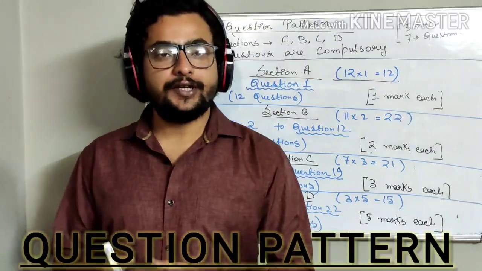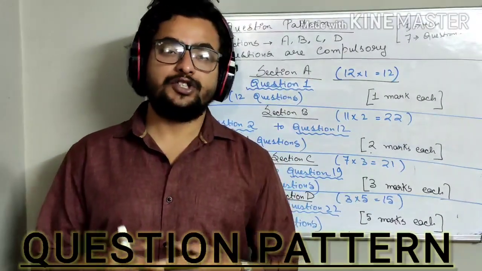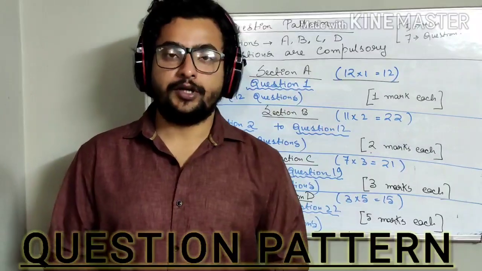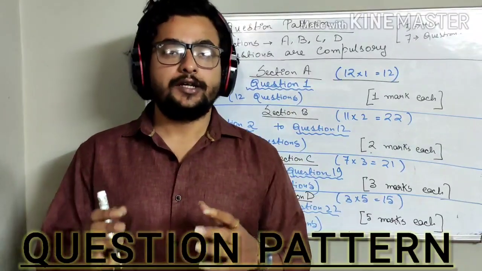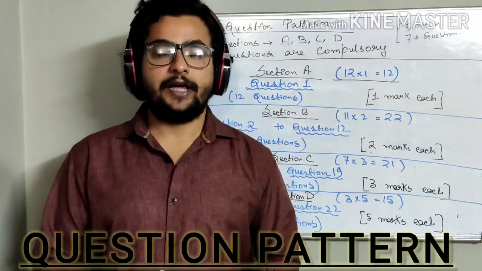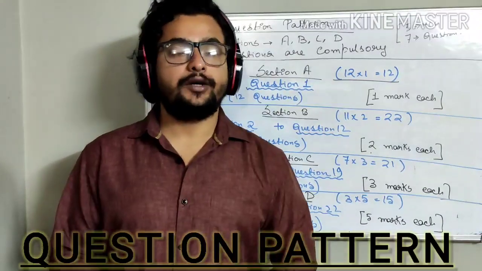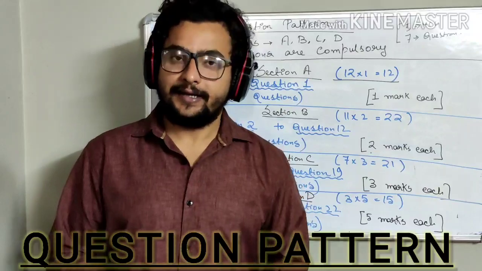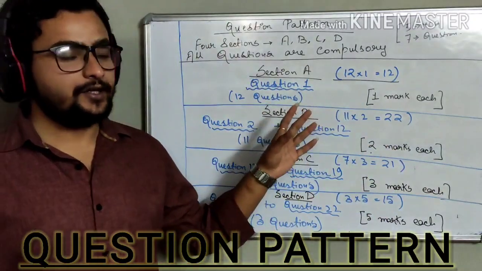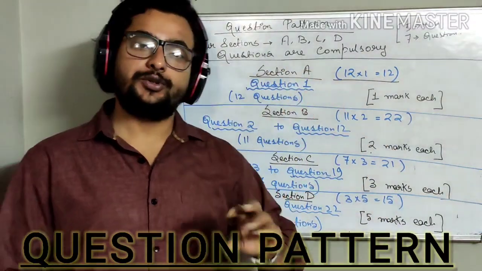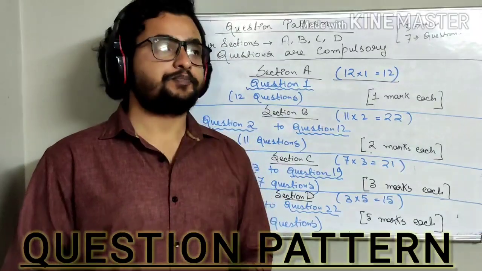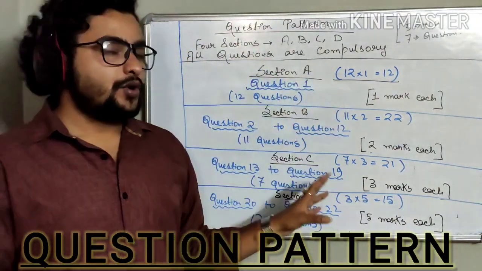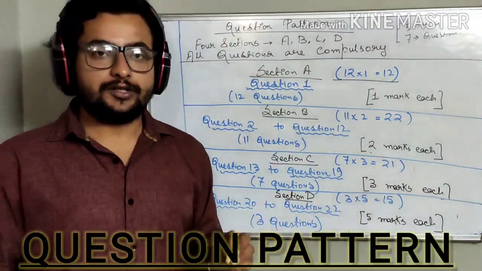It has been 3 years since the ISC board changed the pattern of the question paper. Earlier there used to be choices in the question paper, like 5 questions are given to you and you need to answer 4 out of them or 3 out of them, like you have done in ICSE. But from class 11 onwards, all the questions will be compulsory. Now let us see the mark distribution in all the sections.